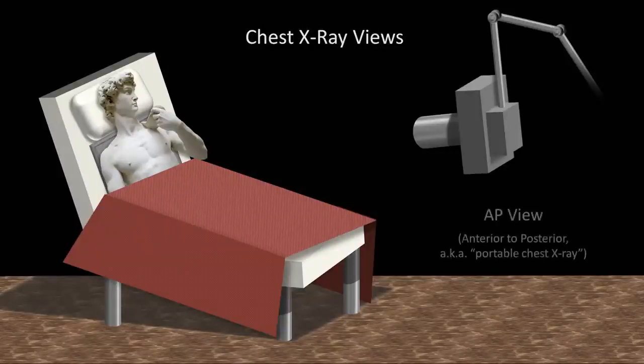This is formally known as the AP view, though more commonly known as a portable chest X-ray. AP films are inferior in quality to PA films for a number of reasons, some of which will be discussed in Lesson 3 and some in Lesson 5.